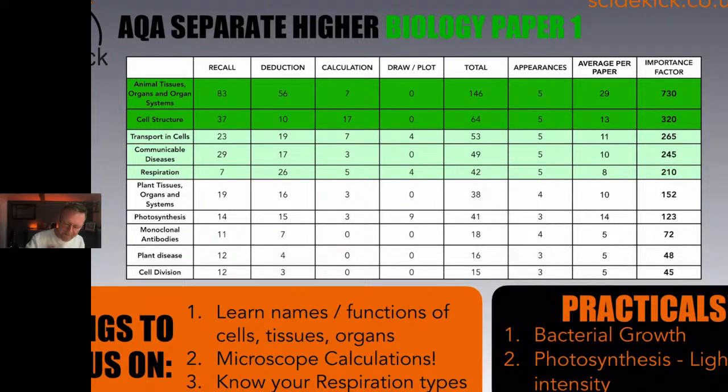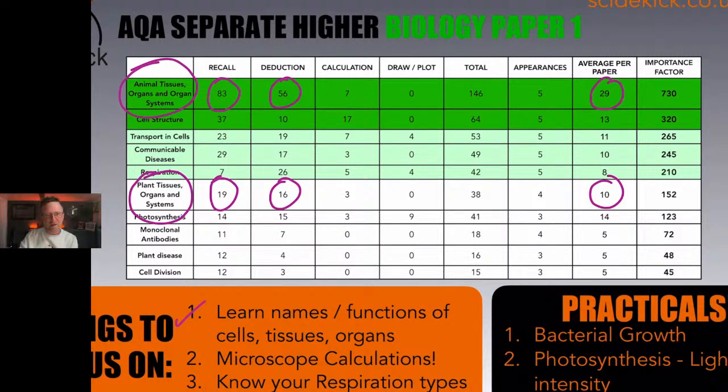So you can see here, by far and away, the most important topic for you to revise is animal tissues, organs, and organ systems, okay? That is my number one thing for you guys to focus your efforts on: the names and functions of cells and different tissues and organs and so on and so forth. I'm also including plant tissues, organs, and organ systems in that as well. Between these, on average, there's 39 marks in your paper one just on those two topics, okay? A lot of it is recall, but a lot of it is deduction as well, okay? So learning that stuff and practicing those questions is hugely important.